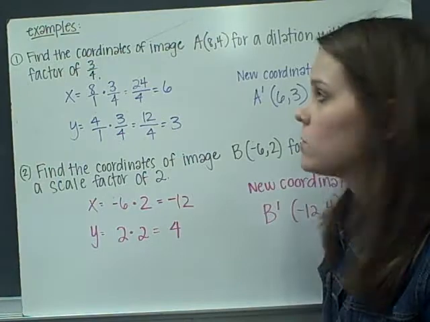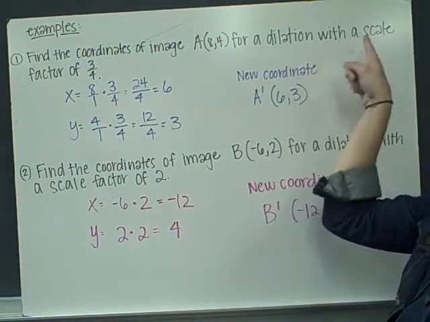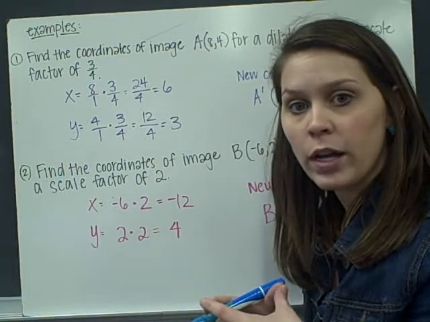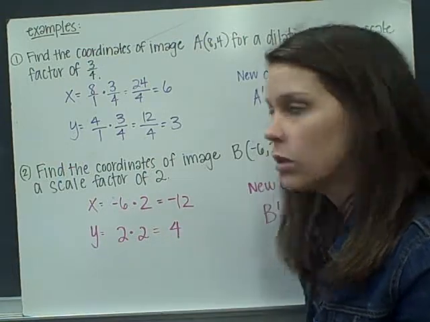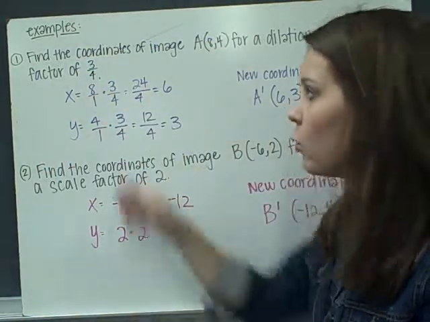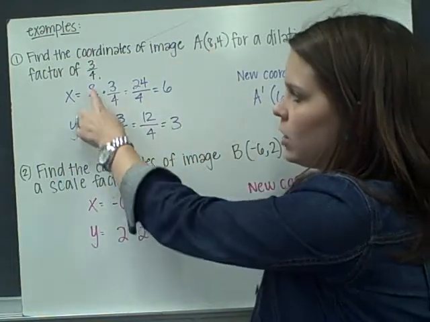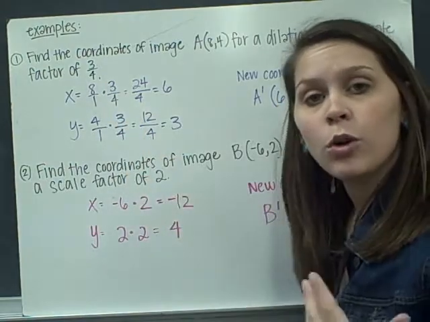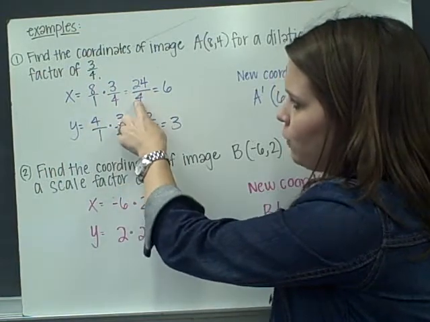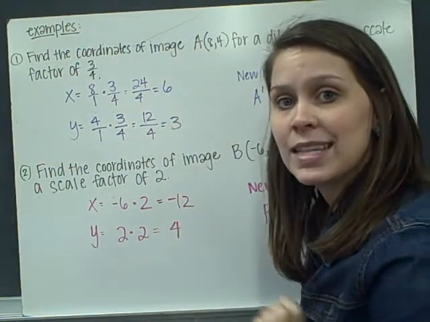So let's look at some examples. It says find the coordinates of the image A, which is 8, 4, for the dilation with a scale factor of 3/4. Well, 3/4 is 0.75, so it's going to be less than 1. So that means that our image is going to get smaller. So you take each value, the x and the y, and multiply it by our scale factor. Well, our scale factor is a fraction, so we have to change this x value to a fraction just by putting it over 1. So we have 8 over 1 times 3/4. When you're multiplying fractions, you multiply straight across. So 3 times 4 is 24. 1 times 4 is 4. Now reduce. 24 divided by 4 is 6. So now our new x value is 6.